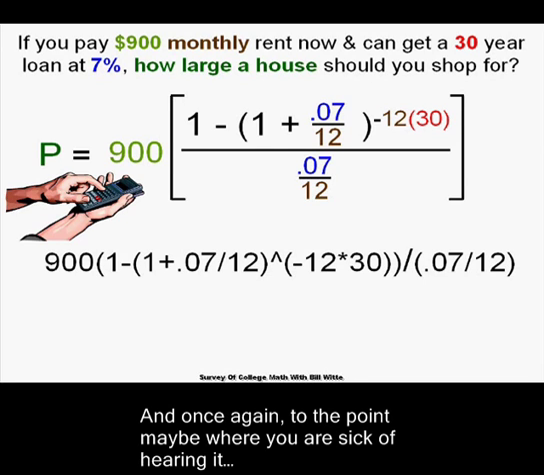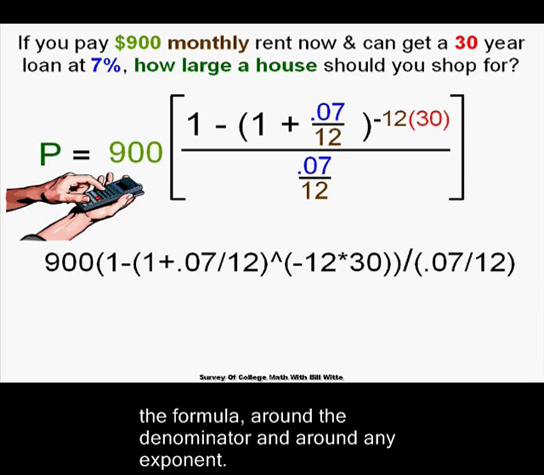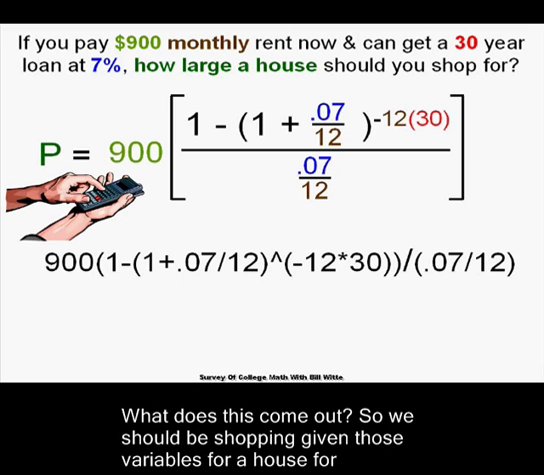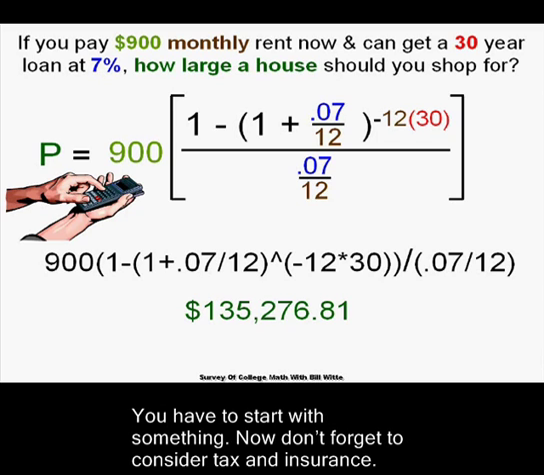Okay, and once again, to the point maybe where you're sick of it, make sure you put parentheses around the numerator, around anything in the formula, around the denominator, and around any exponent. That's 4 sets. You probably should have every time. And what does this come out to? We should be shopping with those variables for a house for $135,000. I bet you can find something, maybe a condo. Got to get started with something.